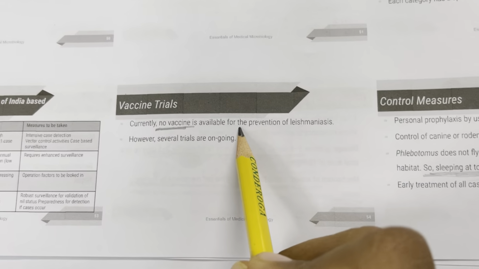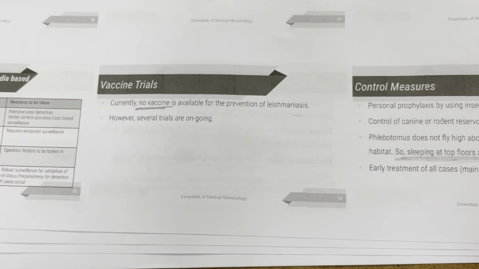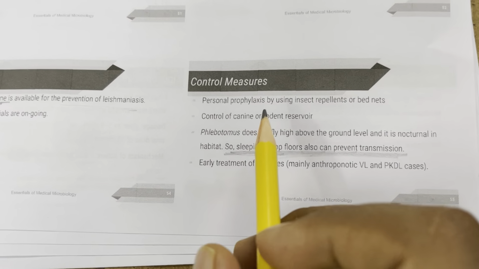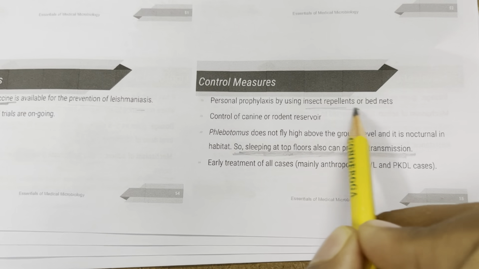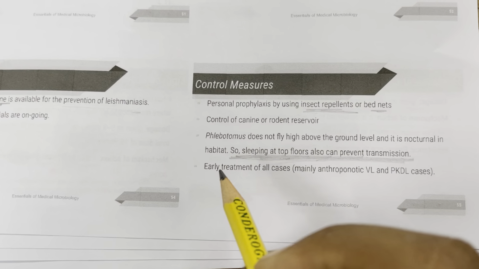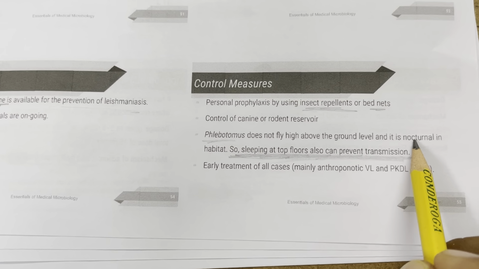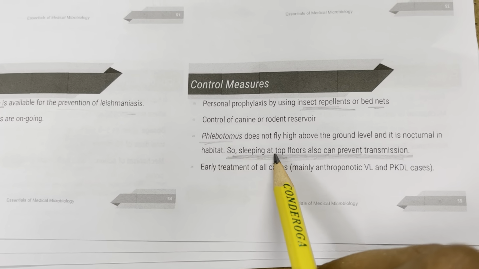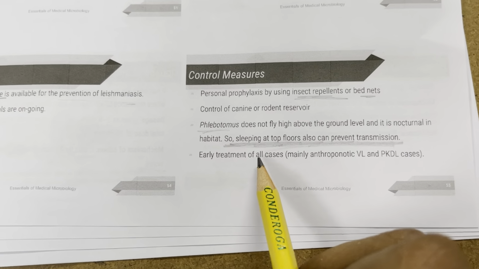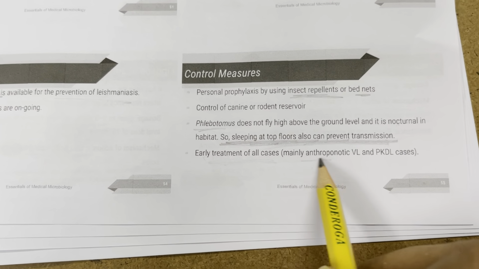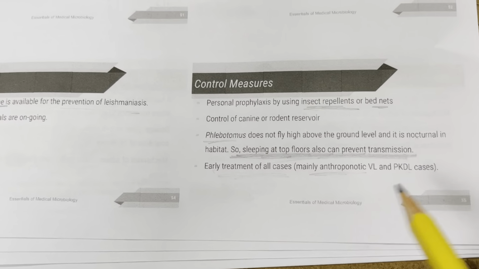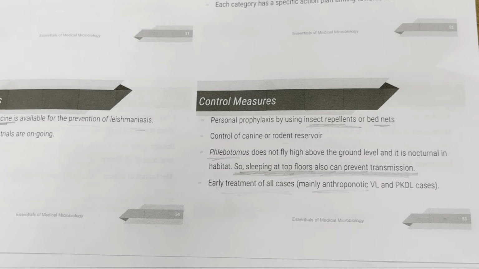Currently, no vaccine is available for the prevention of leishmaniasis. However, several trials are ongoing, and personal prophylaxis by using insect repellents or bed nets is useful to prevent sandfly infection. Phlebotomus does not fly high above the ground level, and it is nocturnal in habitat, so sleeping at top floors can also prevent transmission. Early treatment of all cases, mainly anthroponotic and PKDL cases, and control of canine or rodent reservoirs.